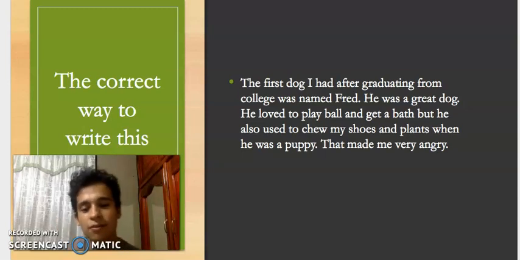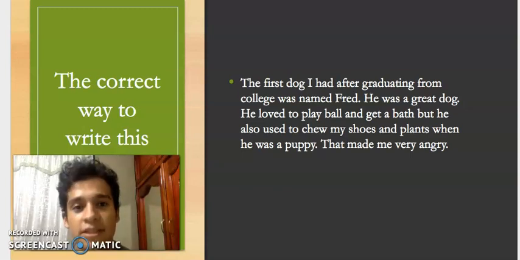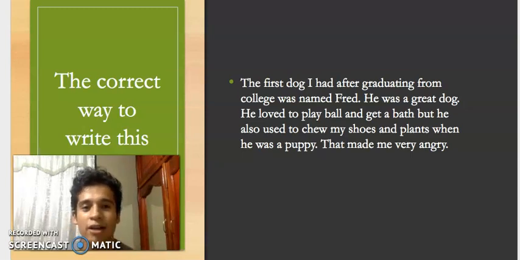Now, the difference is that this sentence had some stops, some pauses, some periods. It can let the reader take a breath, you know? That's why periods are very important in a sentence.